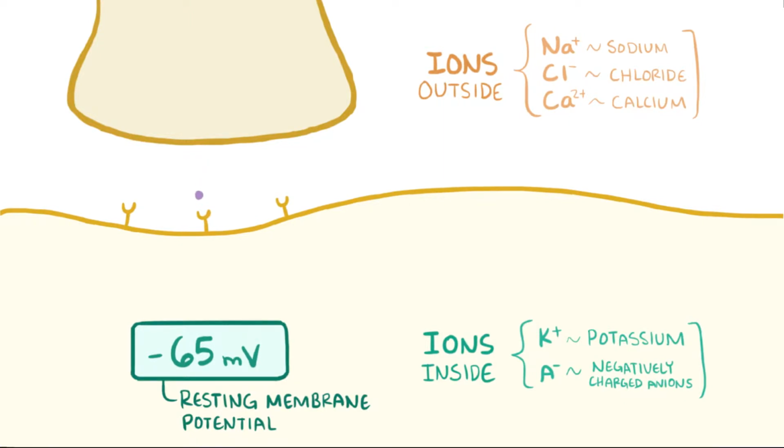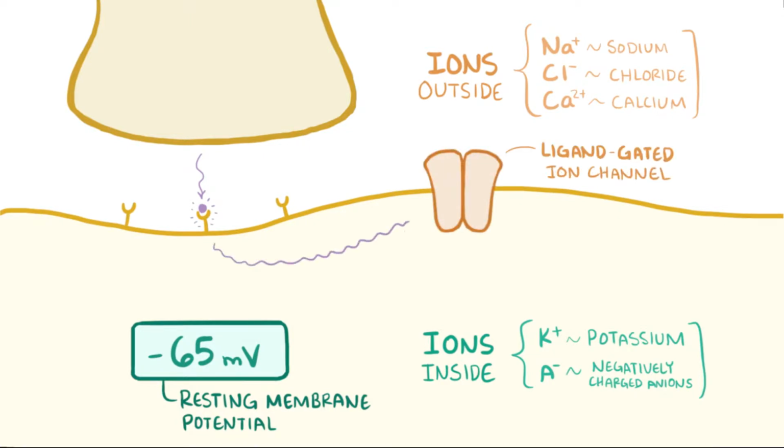When a neurotransmitter binds to a receptor on the dendrite, a ligand-gated ion channel opens up to allow certain ions to flow in, depending on the channel. Ligand-gated literally means that the gate responds to a ligand, which in this case is a neurotransmitter.